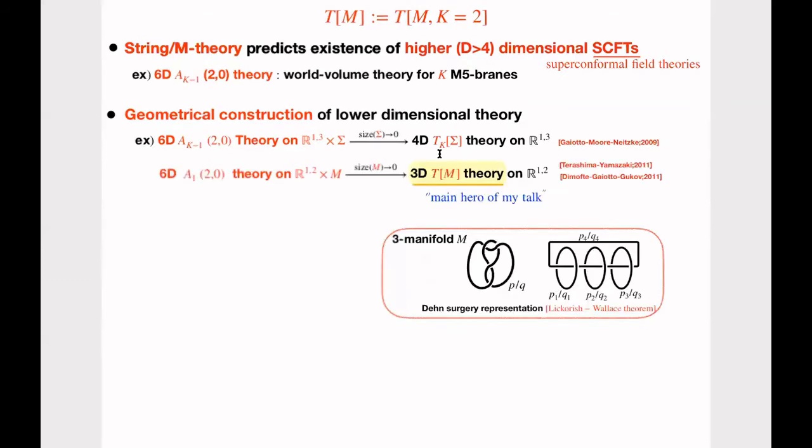And similarly, we can do the compactification of this 6D theory on the 3 manifold, and then we will obtain the 3D theory, which is denoted by T_M. So for simplicity in my talk, I always choose k equal 2. This can be generalized, but for simplicity, I always assume that k equal 2. It means that our starting 6D theory is the 6D A1 (2,0) theory, which comes from the two M5 branes. Then the 6D theory compactified on the 3 manifold gives the effectively 3D theory. So this is the main character of the talk, and using this theory, I will construct topological phases.